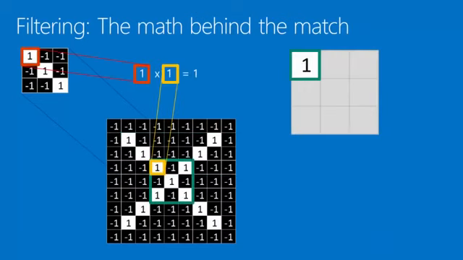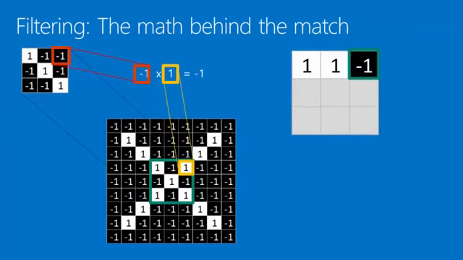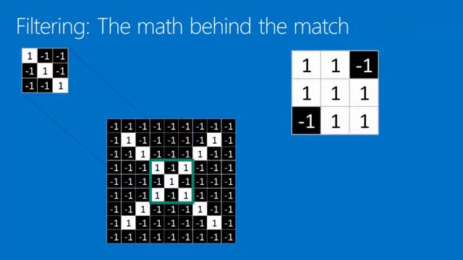Now we can take that same feature and move it to another position and perform the filtering again. And we start with the same pattern. The first pixel matches, the second pixel matches. The third pixel does not match. Minus 1 times 1 equals minus 1. So we record that in our results. And we go through and do that through the rest of the image patch.